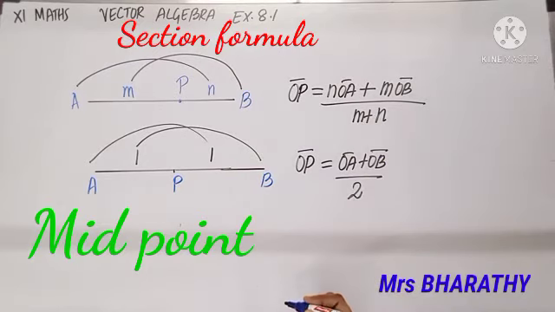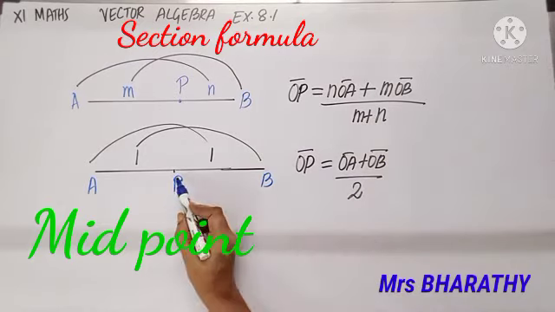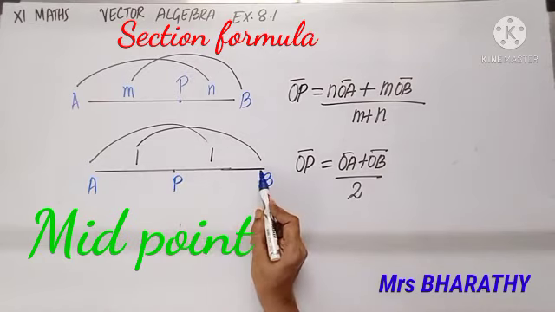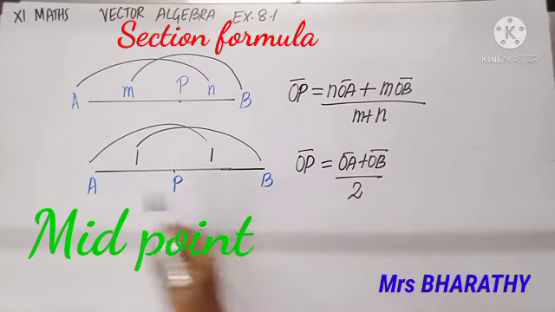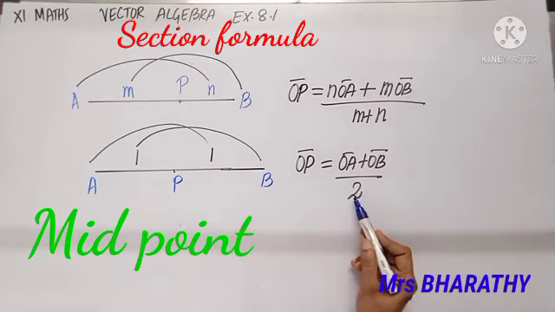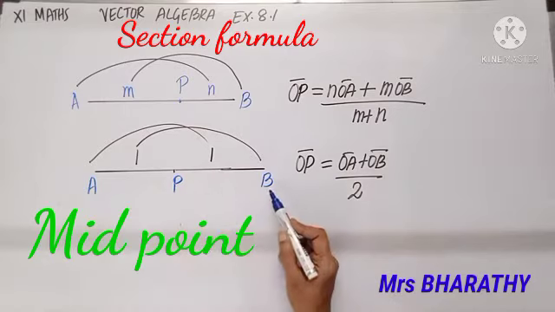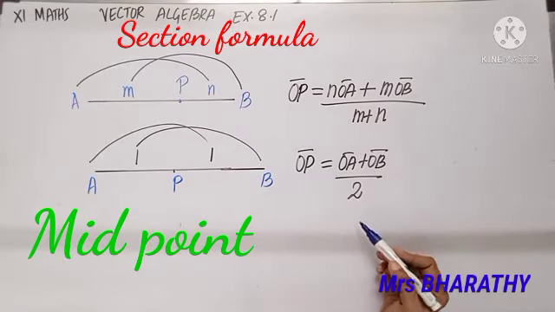So let us remember, the midpoint of a line segment has the position vector: add the two vertices, divide by 2. OA plus OB by 2. Let us proceed to the exercise based on midpoint.